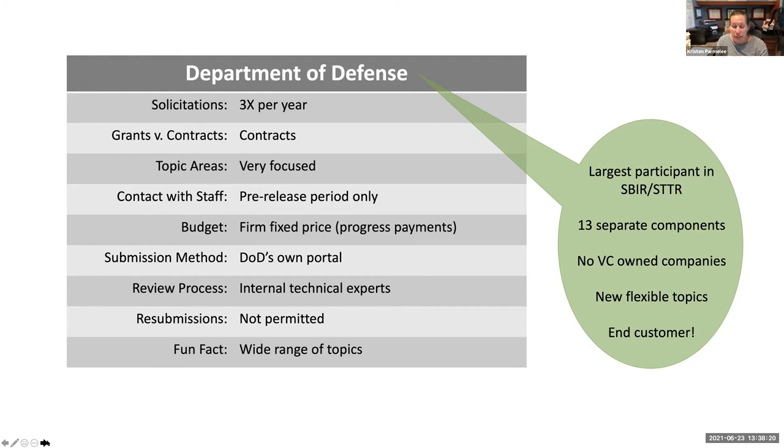And again, they have those new flexible topics. Air Force has launched something called AFWorks. You may have heard of that, where they actually award a smaller amount of money. It's a very short sprint. You submit essentially a pitch deck as your proposal, and they allow these very wide, broad topics, which is, again, a big shift for Department of Defense.